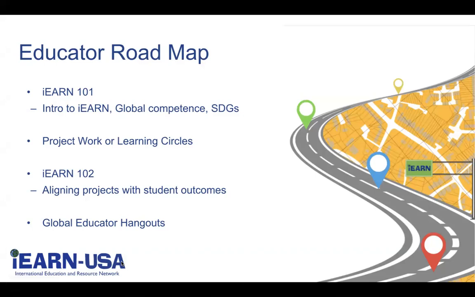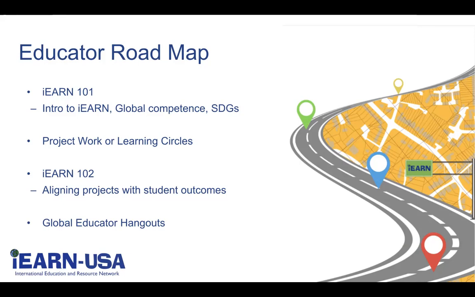iEARN-USA has really worked to create a roadmap that's going to support you as you start your exchange journey. And so we have iEARN 101, which is more of an introduction that goes a little bit deeper into what the global competencies are, into the Sustainable Development Goals, and gives you some background knowledge about that. But more explicitly, we're working on how you can prepare for global virtual exchange. You're going to explore how you set up your hands-on activities and guidelines and expectation setting for your students, and introductions to activities that you can do with them.